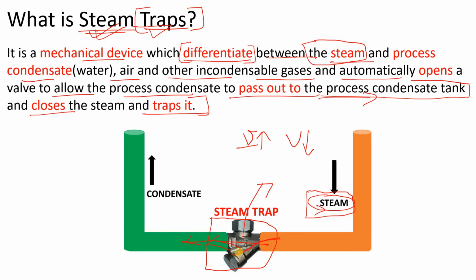It goes like that because there is a strainer which strains it, and then it goes from here. Then when the air, process condensate and other uncondensable gases pass out through this, the velocity increases, so this closes, and our steam trap traps the steam from escaping. Mainly this is the work of the steam trap.